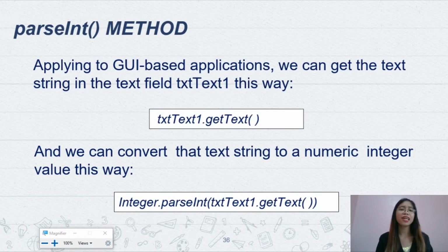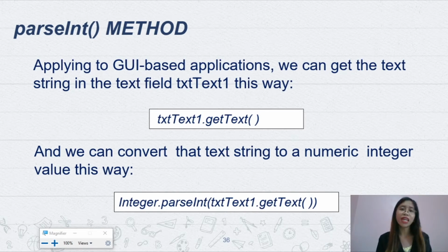And so, to apply in GUI-based applications or katulad na ginagawa natin sa Swing, so we can get the text string in the text field txt text1 this way. So, halimbawa, nag-create ka ng program and then merong text field. No? Halimbawa, gagawa ka calculator. So, of course, kailangan mo ng text field para doon ka maglagay ng number. Kaso, because it is being inputted in a text field, so it is recognized as string. So, hindi mo siya magagamit sa computation.